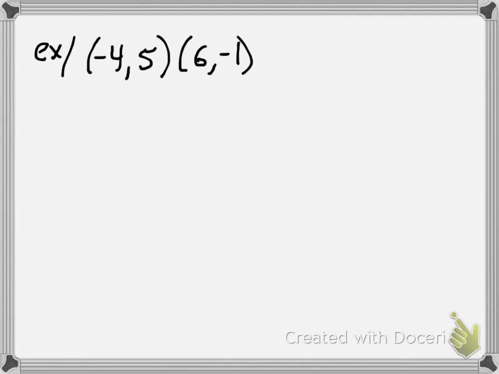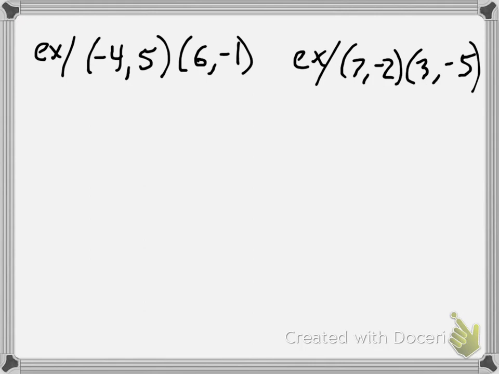Alright, so I'm just going to pick a bunch of random points and we're going to find the midpoint of them. So let's say I have the points -4, 5, and 6, -1, and we'll try 7, -2, and 3, -5. Again, in order to find your midpoint, we add up our x's and divide by 2, and add up our y values and divide by 2.